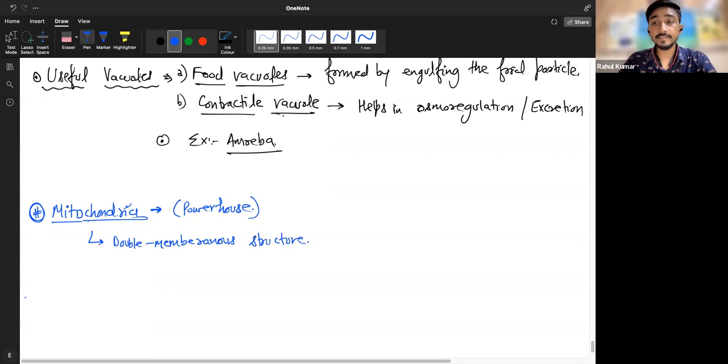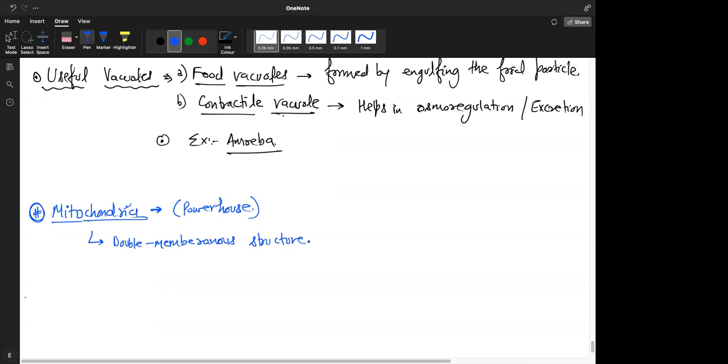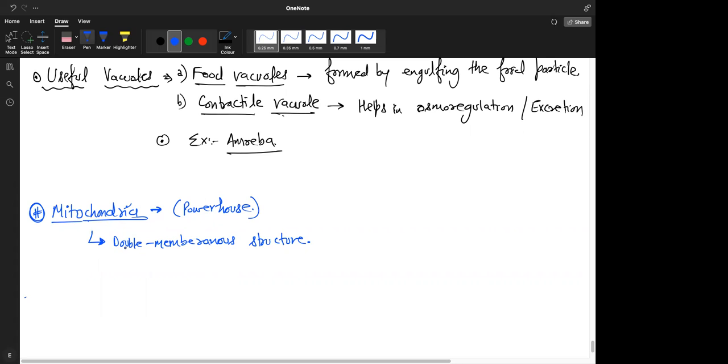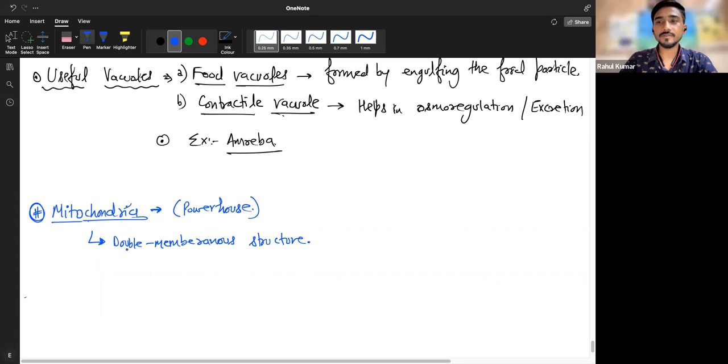Can you think of anything else? Any other organelle? Plastids. Yes, and you forgot the king of the cell, the brain, the nucleus. Nuclear membrane is also double membrane.